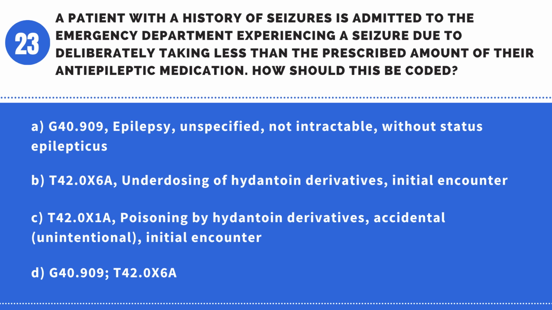A. G40.909, epilepsy unspecified, not intractable, without status epilepticus. B. T42.0X6A, underdosing of hydantoin derivatives, initial encounter. C. T42.0X1A, poisoning by hydantoin derivatives, accidental, unintentional, initial encounter. D. G40.909, T42.0X6A.